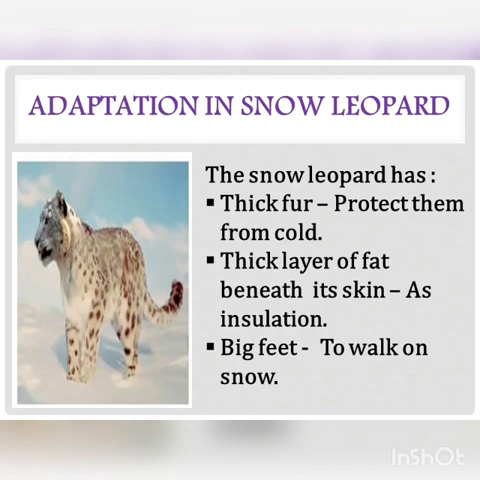Next adaptation is that the snow leopard has a thick layer of fat beneath its skin for insulation to protect it from cold. It has a rounded body and small ears to keep the body surface area to a minimum. This reduces the heat loss from the body. It has big feet to walk on snow and prevent it from sinking into soft snow.